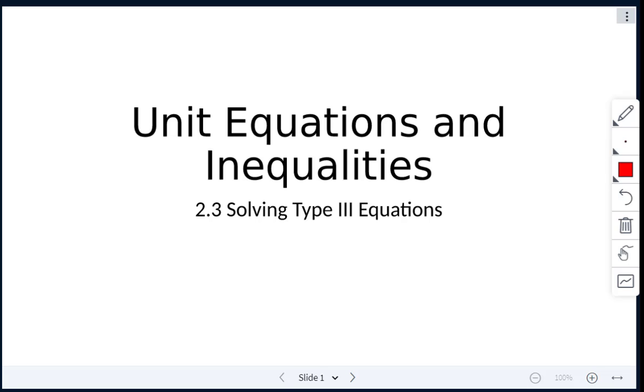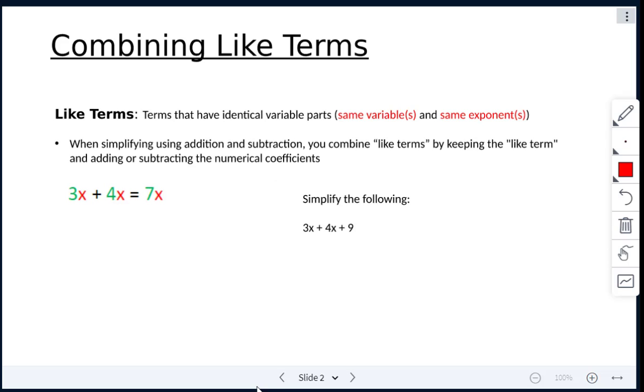All right, so today's lesson is on 2.3, which is solving type 3 equations. And before we start looking at solving type 3 equations, we just need to look at combining like terms and what exactly are like terms. So when I talk about like terms, these are going to be terms that have identical variable parts. That means they'll have the same variable and same exponent.